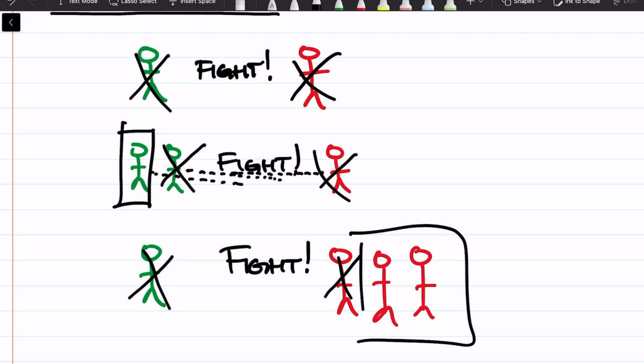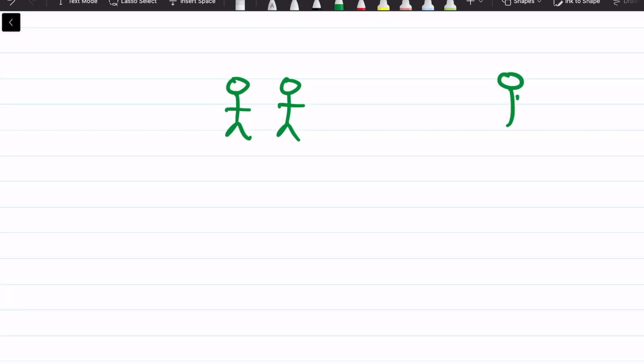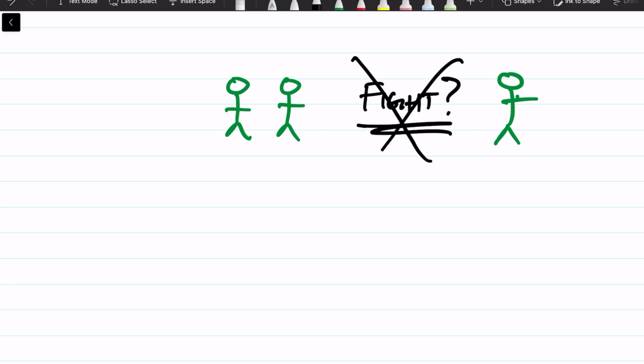Now, let's take a look at one more scenario before we fully move on here. In this scenario, let's say you have two guys from the Green Army. And then on the other side, you find out that there's another guy from the Green Army. What do you think is going to happen to them? Are they going to fight? No, they're not going to fight.